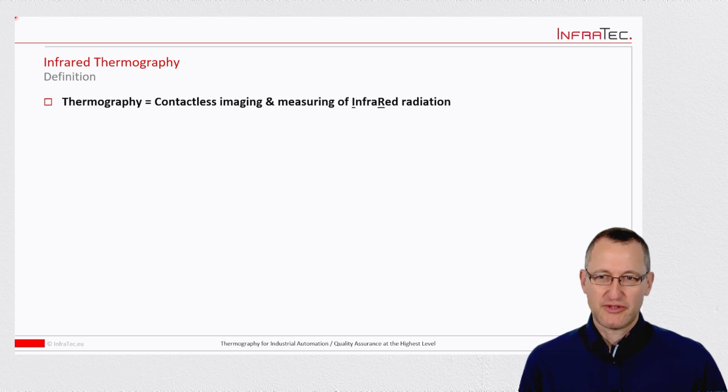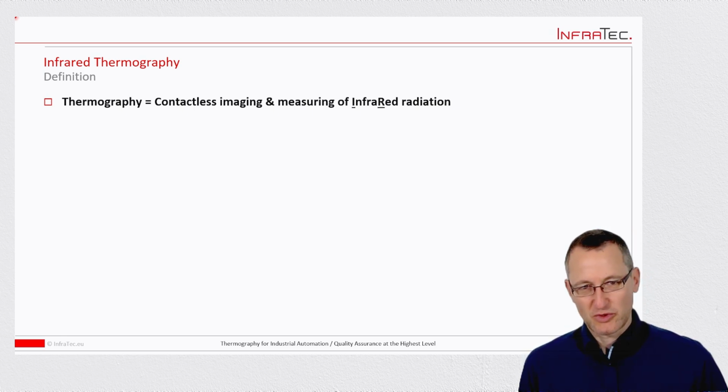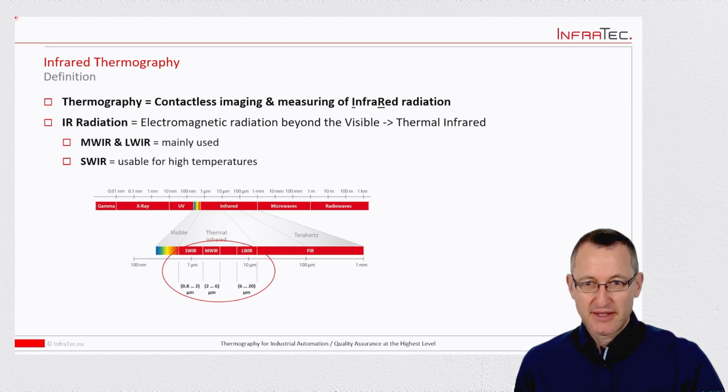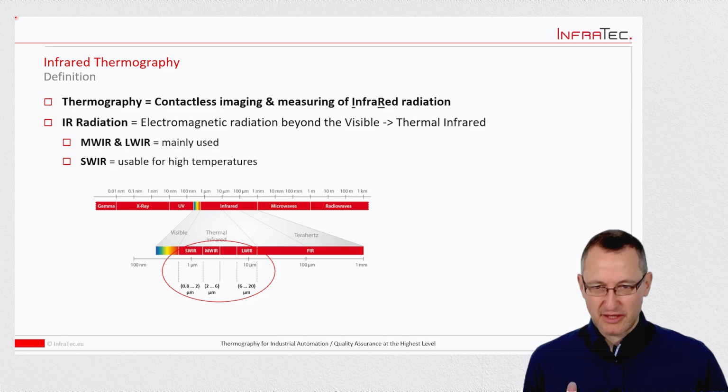So let's start with the introduction into infrared thermography. What is infrared thermography? Thermography is a contactless imaging and measuring of infrared radiation. So what is infrared radiation? It's the electromagnetic radiation beyond the visible, called thermal infrared. As you can see below, there are three bands in the thermal infrared. Mid-wave infrared and long-wave infrared are mainly used for thermography, and there's also the short-wave infrared that is usable for high temperatures.